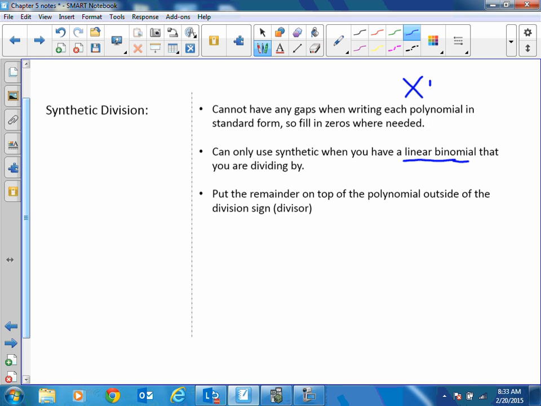So like x plus 2 or 2x minus 3. It has to be something where there's 2 terms and it's x to the first power. If it's bigger than x to the first power, then you can't do it. Okay, if it's x squared, like the other ones, that first one we had was divided by x cubed, you can't do that. Or divided by x squared, you can't do that. Okay, but if it's a linear binomial, which most of the ones we'll deal with are, we can use synthetic division. It's a lot quicker.